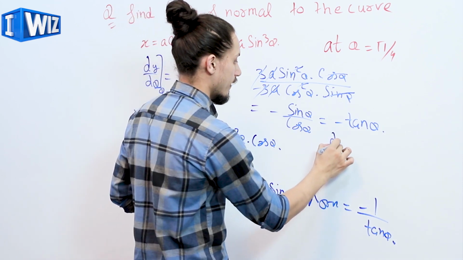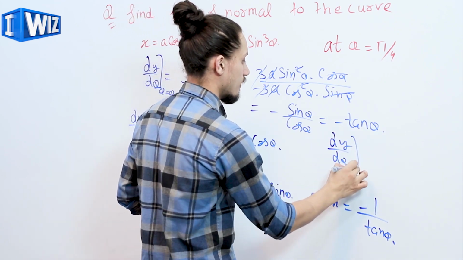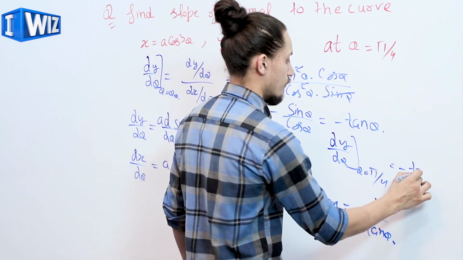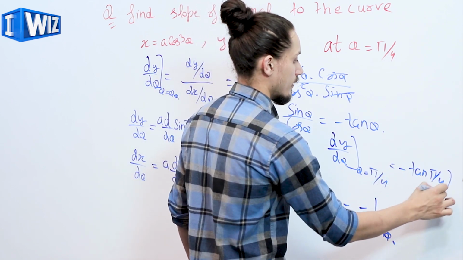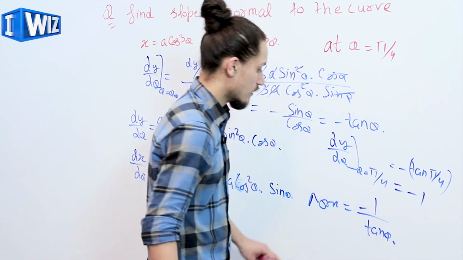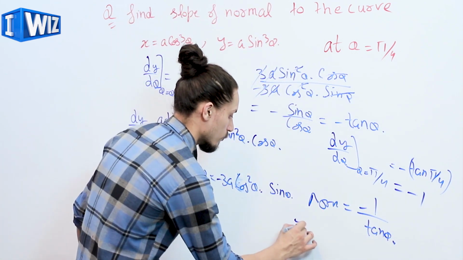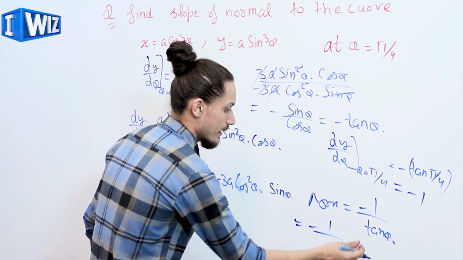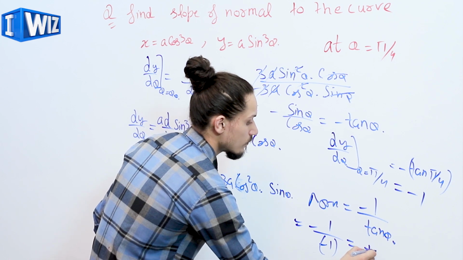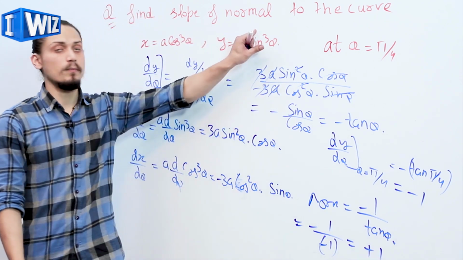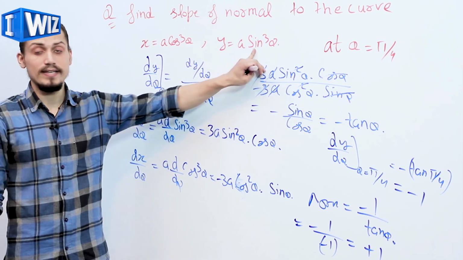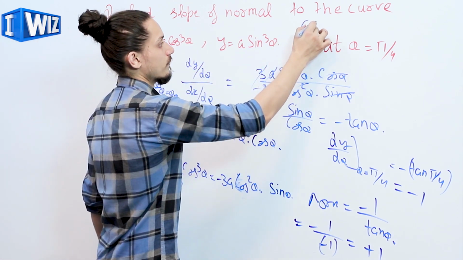So dy by d theta where theta is equal to pi by 4 is equal to minus of tangent pi by 4. Tangent pi by 4 is equal to 1, so its value becomes minus 1. So slope of the normal will be equal to minus 1 divided by slope of tangent, which is equal to minus 1, we get positive 1. So slope of normal to the curve x is equal to a cos cube theta, y is equal to a sin cube theta is equal to 1.